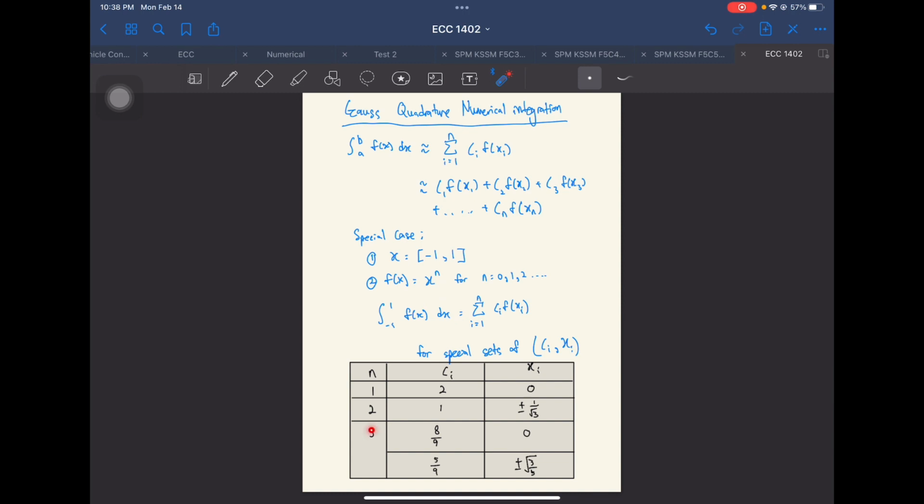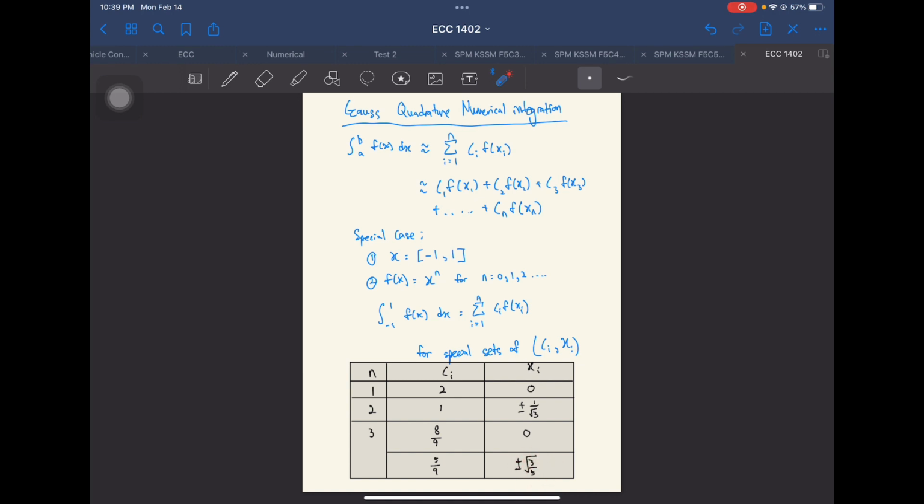And when you want 3 sets of c and x, where n equals 3, these are the things that you need to sub inside, where your c is 8 over 9 and 5 over 9. But since there are 3 sets, right, there are two 5 over 9 and one 8 over 9. And when c is 8 over 9, your x is 0. When your c is 5 over 9, your x can be plus minus square root of 3 over 5.